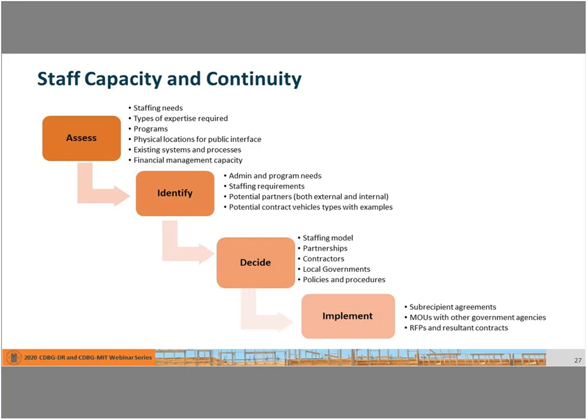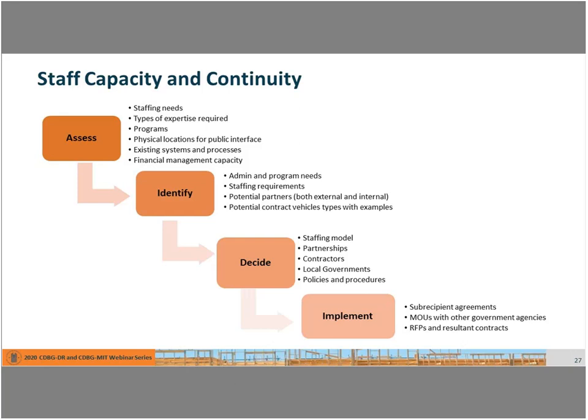You can implement it with your own staff and hire new staff to address the increase in program size. You can delegate distinct responsibilities of programs to other state agencies or nonprofits. You can hire contractors to perform specific program functions, obviously following procurement rules and executing appropriate contracts. Or state grantees can provide funding to local governments to run programs, acting as their subrecipients. And as we said previously, most grantees opt for a hybrid of all three of these models, depending on the type of programs that they're running.